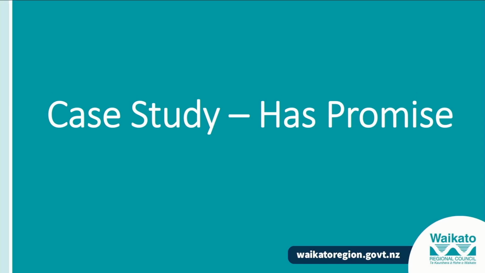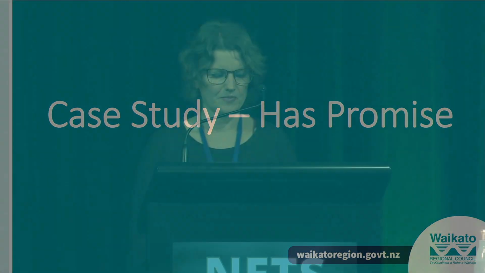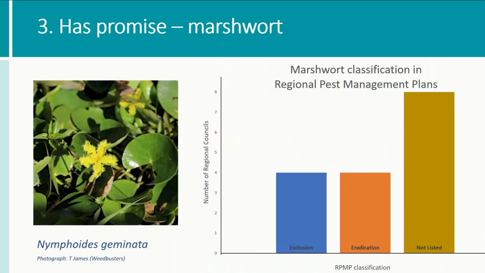I'm going to move on now to this one, which has promise. We're heading back to plants, which is my stronghold. So the first one is marshwort, Nymphoides geminata. It's an aquatic plant. It looks a bit like a water lily, and it has a yellow flower with hairy fringes around its petals. It's from Australia.